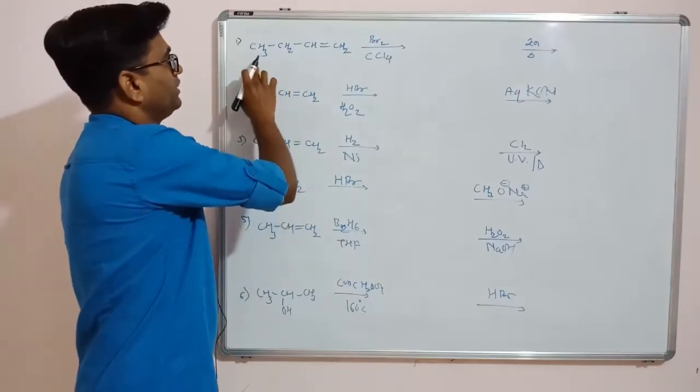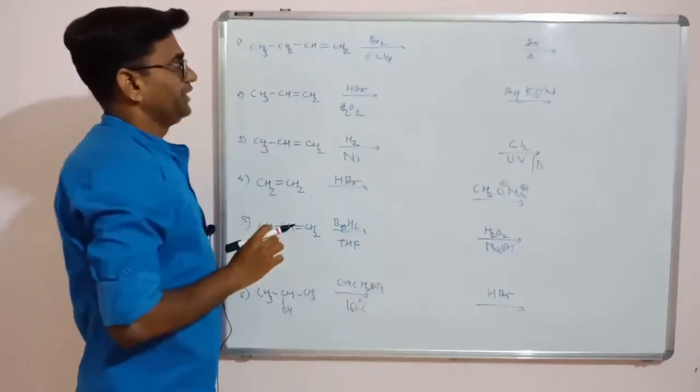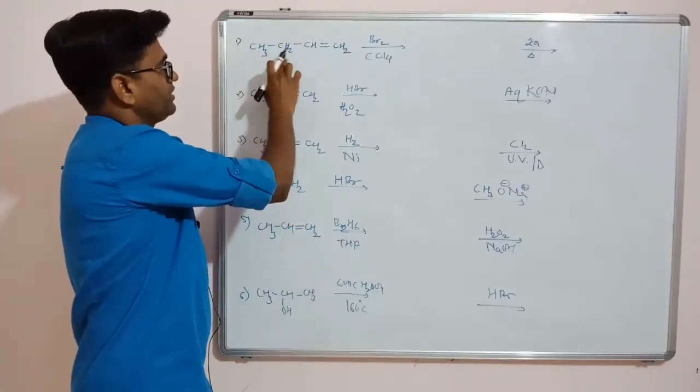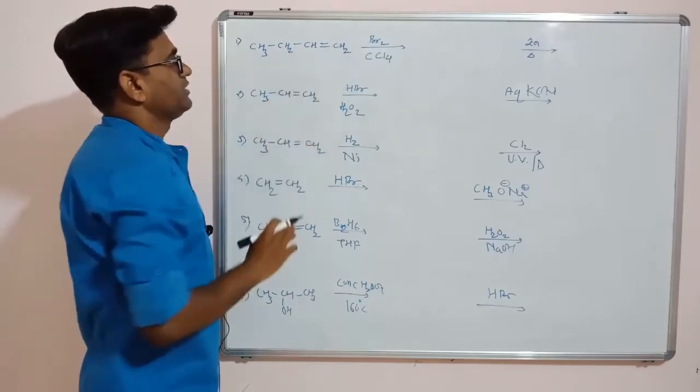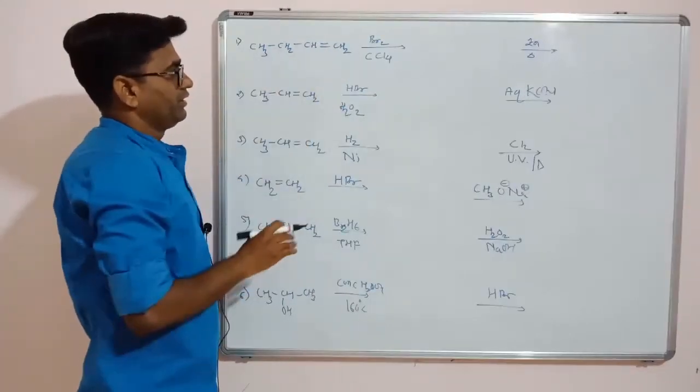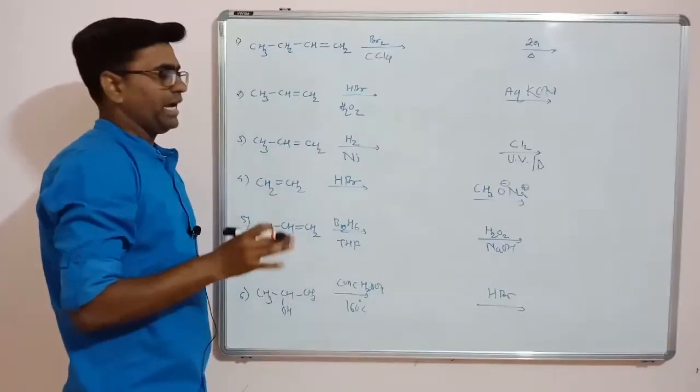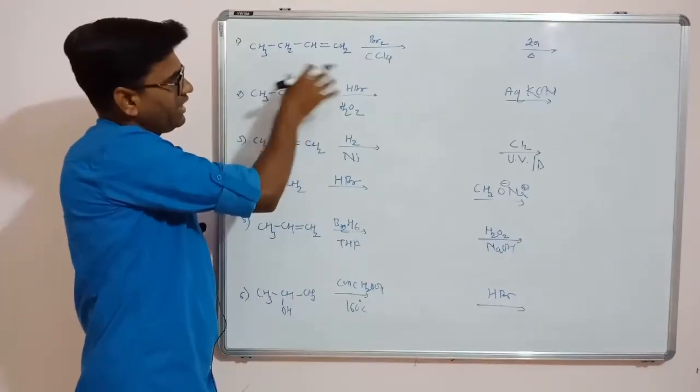So first is what? This is 1-butene. This is CH3 CH2 CH double bond CH2, 1-butene. You should know the names also. Make a habit that if you are writing the structure, write the name below.